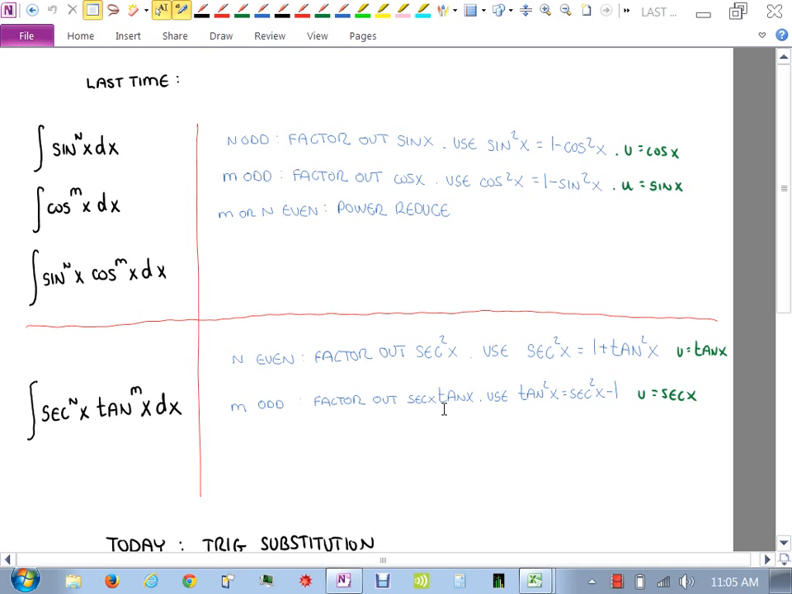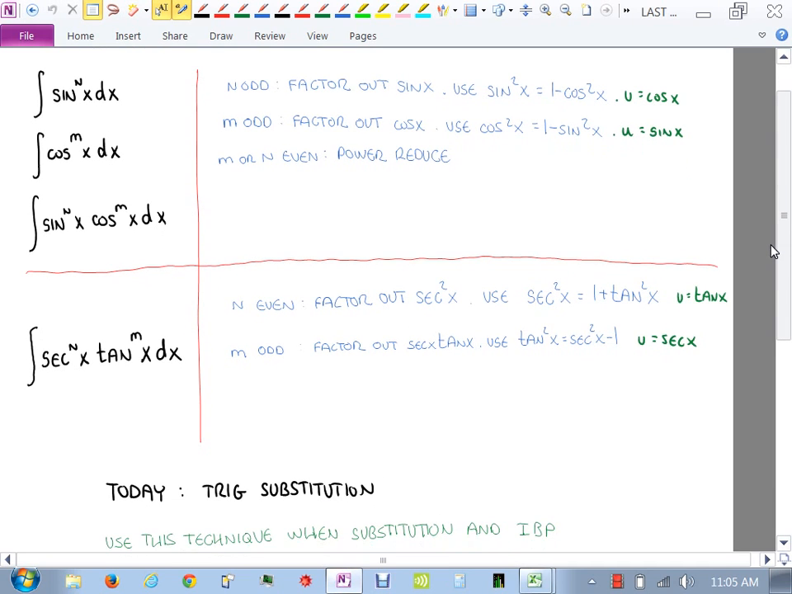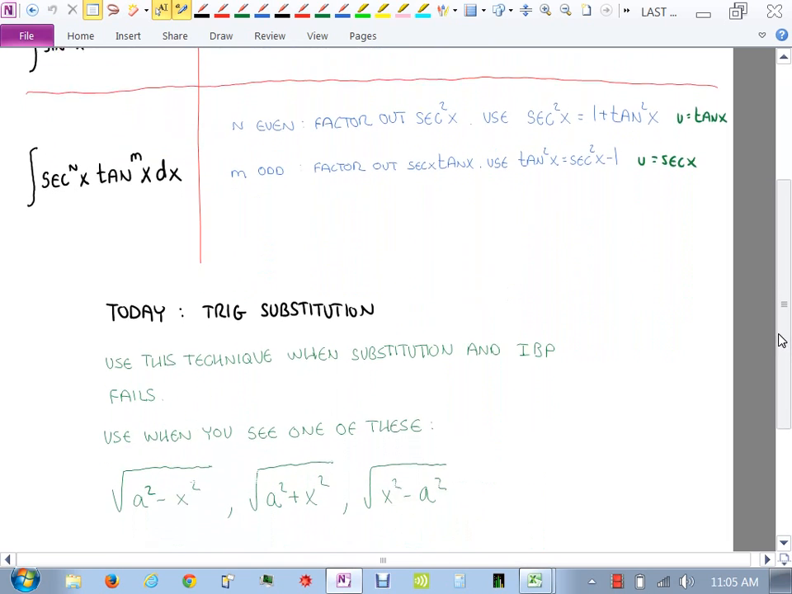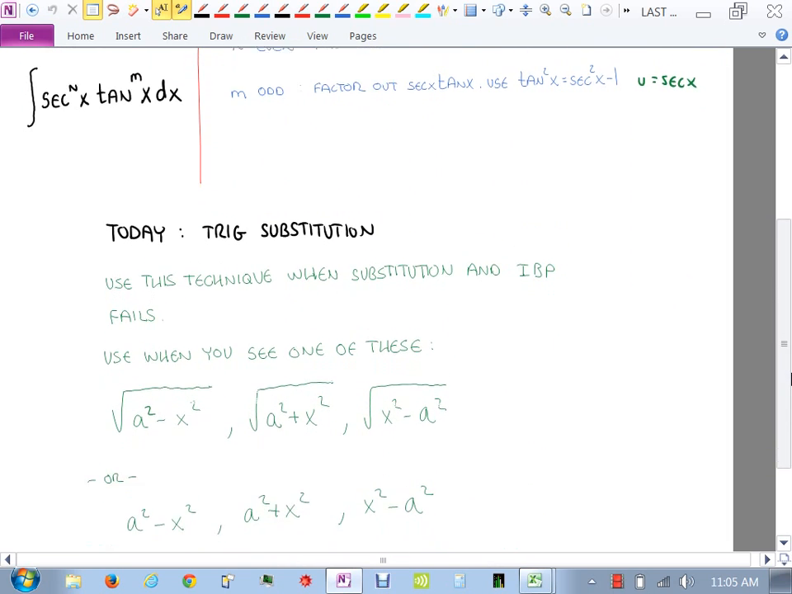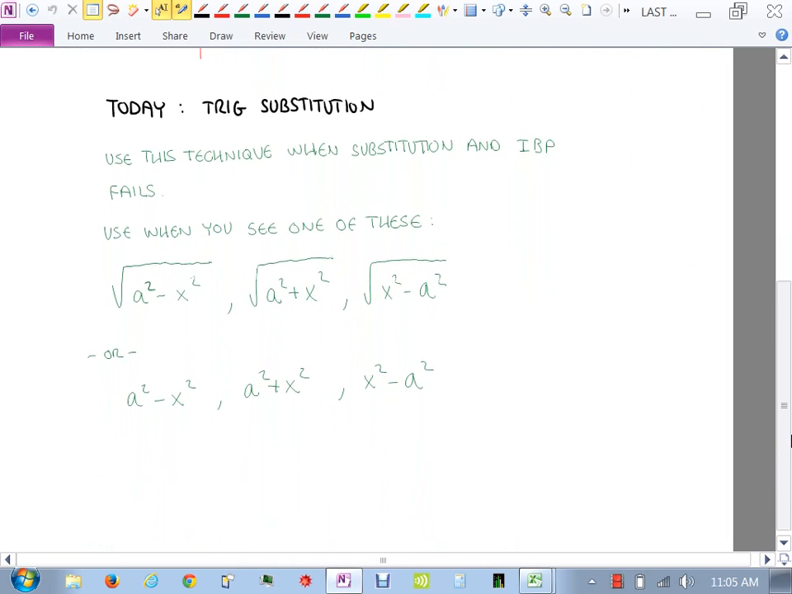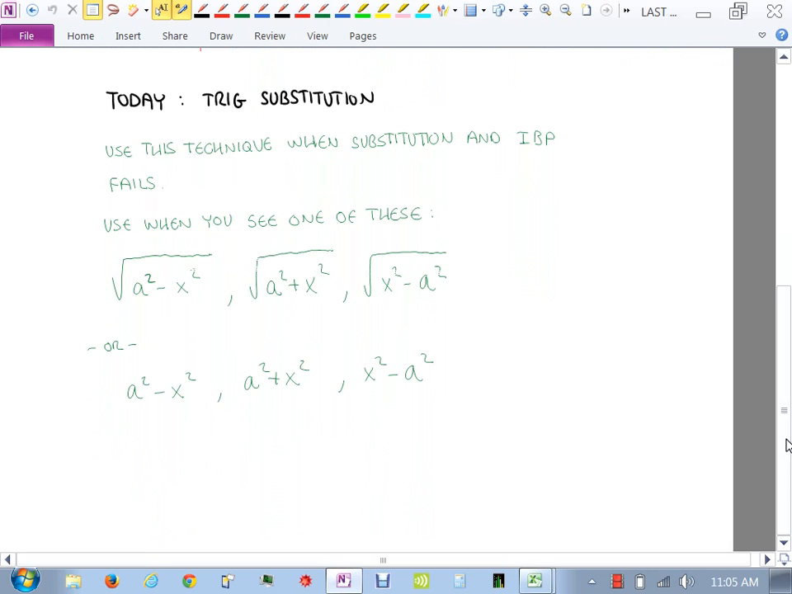So those are the methods. Now today, what we're going to do is a completely different method. Well, not a completely different one. It's kind of a new technique. It's still in the same section of the book. But the reason it's in the same section is because a lot of times when we do this new technique, the new problem turns into something like a cosine squared theta. So they put it in the same section. This technique is called trig substitution.